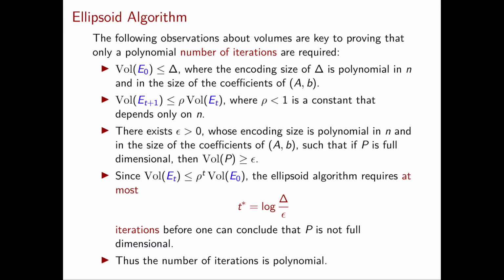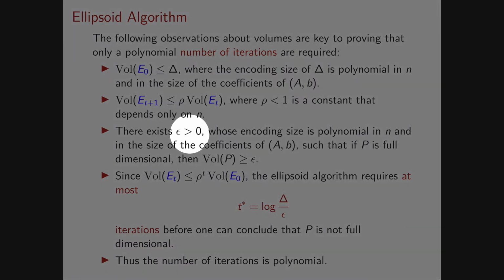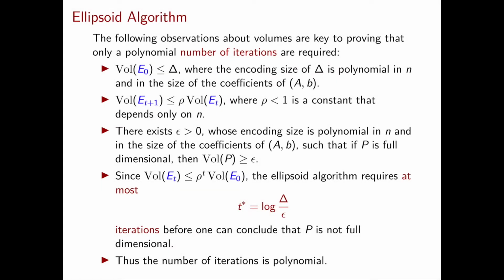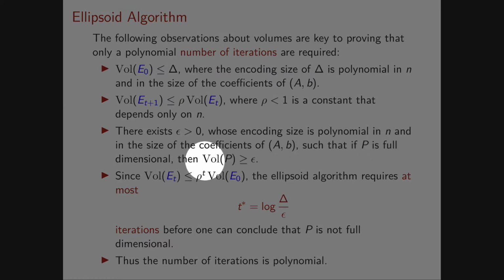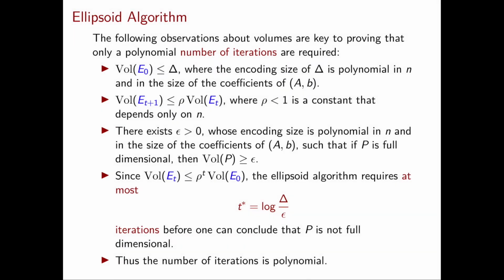Finally, it can be shown that there exists a positive epsilon, which is very small, but still with encoding size polynomial in n and in the size of the coefficients of A and b, such that if P is full dimensional, then the volume of P is greater than or equal to epsilon. Once we know these three observations, which of course require a proof, we are able to understand why the number of iterations is polynomial and also why the algorithm is correct.